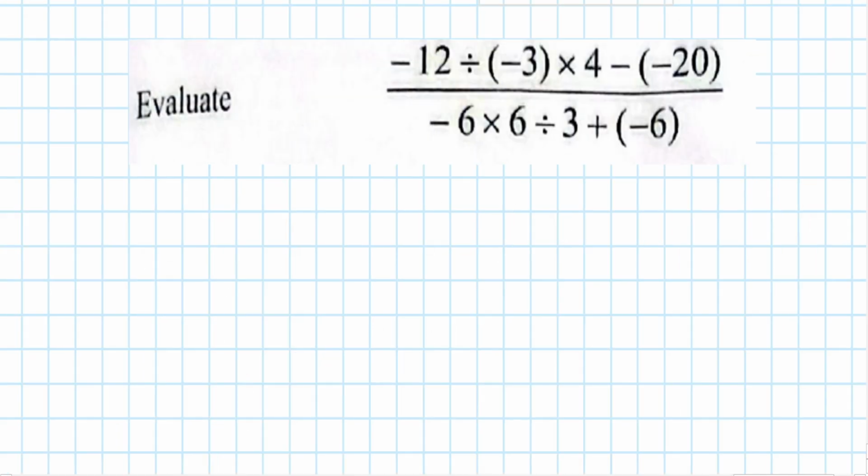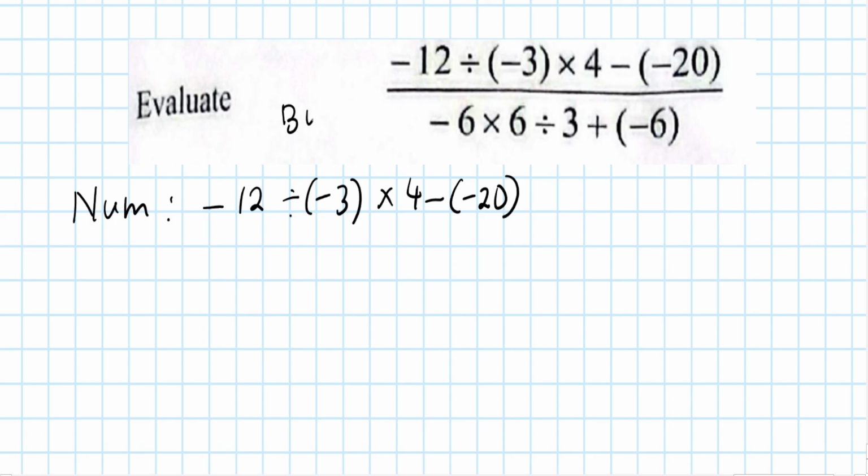Okay, the next question is this one. Evaluate minus 12 divided by minus 3 times 4 minus negative 20, over minus 6 times 6 divided by 3 plus negative 6. Let's start with the numerator, then we'll go to the denominator. So minus 12 divided by minus 3 times 4 minus negative 20. Likewise you're going to use BODMAS the same. We've said you start with the bracket, so negative becomes plus 20. Negative times negative gives you positive.